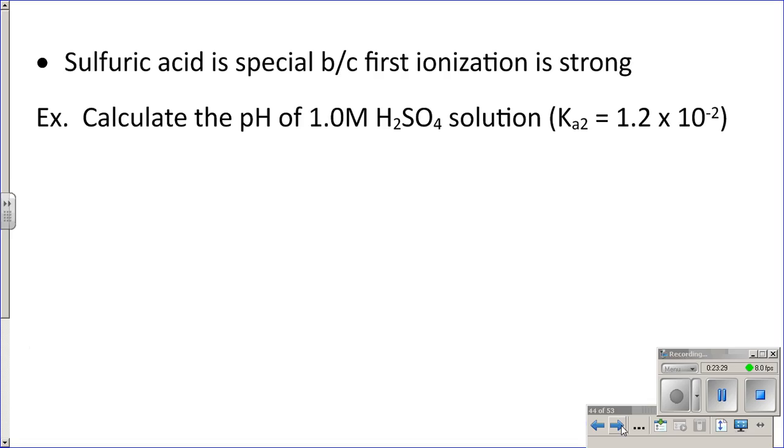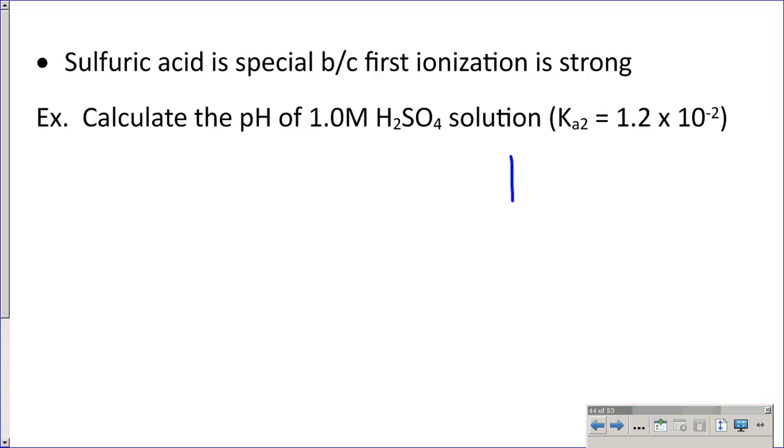All right, I have one more thing I want to tell you here. Sulfuric acid is the special one where your second deprotonation will be significant. Only because your first one, the Ka1 for sulfuric acid, doesn't have a number. In the textbook, it just says huge, because it's 100% dissociation. So you're going to have 100% products over 0 reactants, which is infinity.